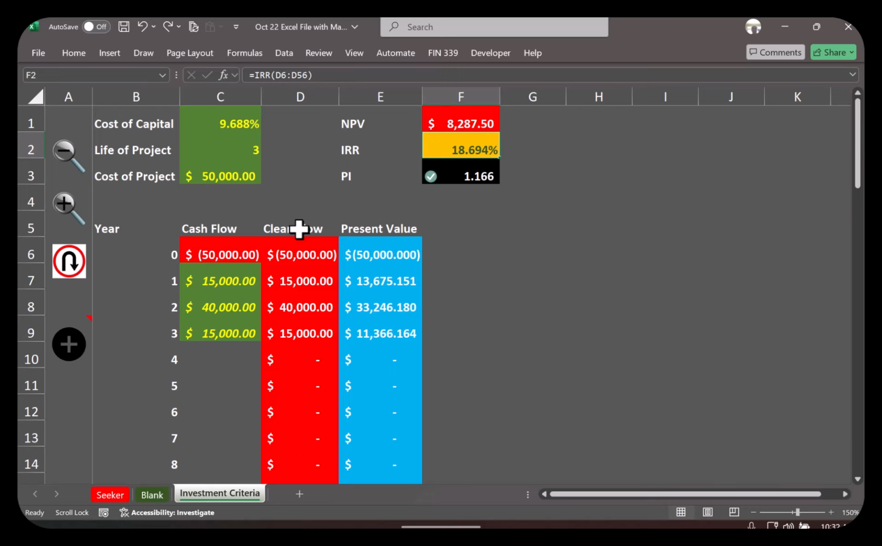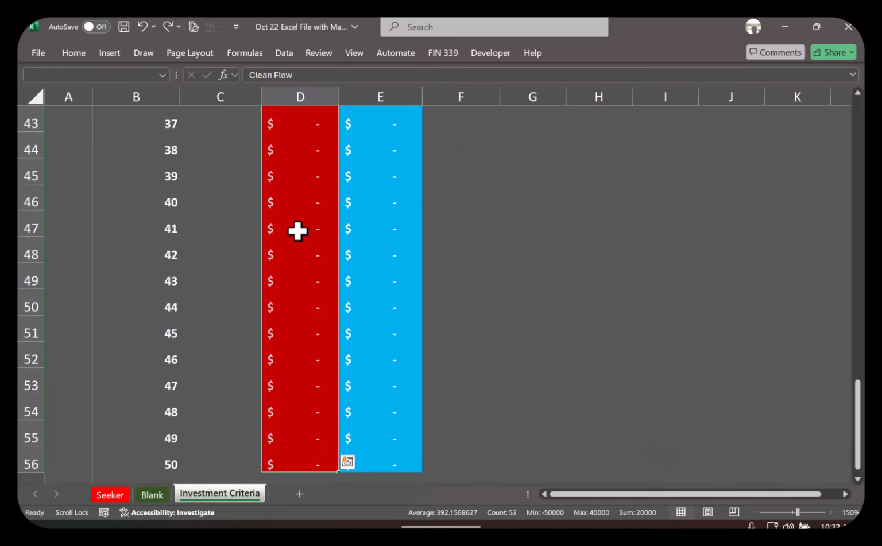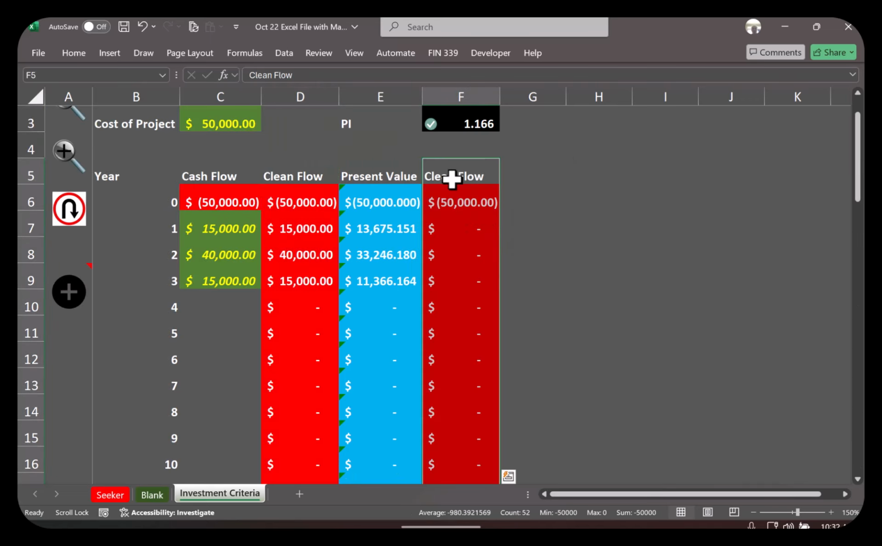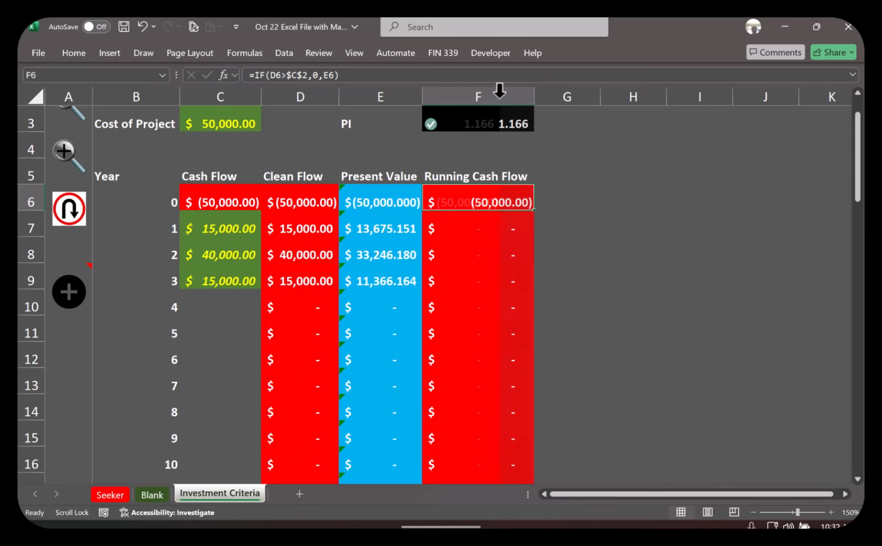I'm going to first calculate a column called running cash flow. And I'm going to make the format exactly the same.